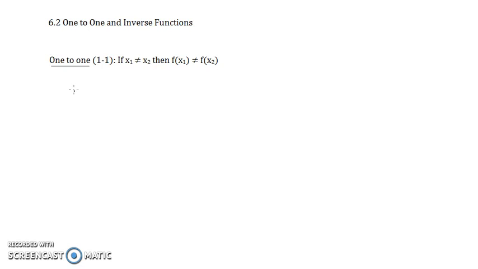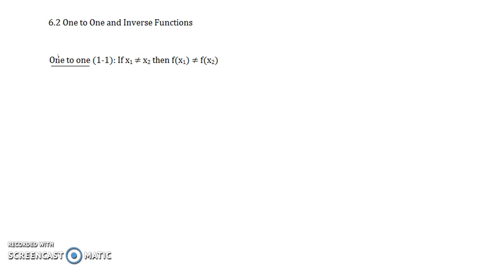Okay, in this video we're going to talk about section 6.2, which covers one-to-one functions and inverse functions. First we're going to talk about one-to-one, which is sometimes written 1-1 in shorthand. The definition of a one-to-one function is that if x1 is not equal to x2, then f of x1 is not equal to f of x2. In other words, if the x's are different, then the y's have to be different.